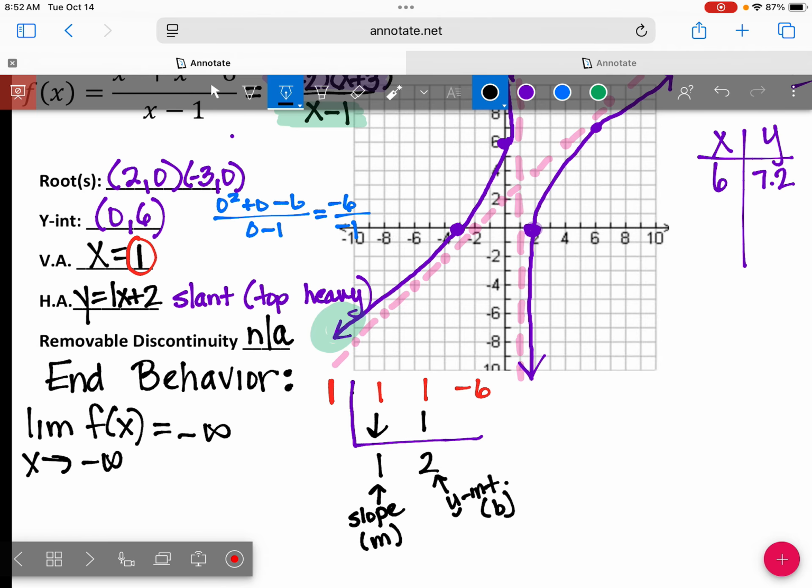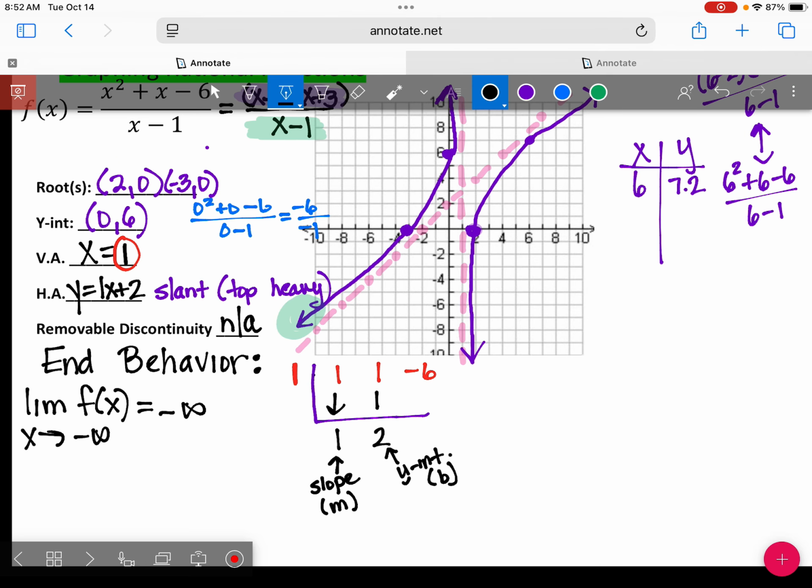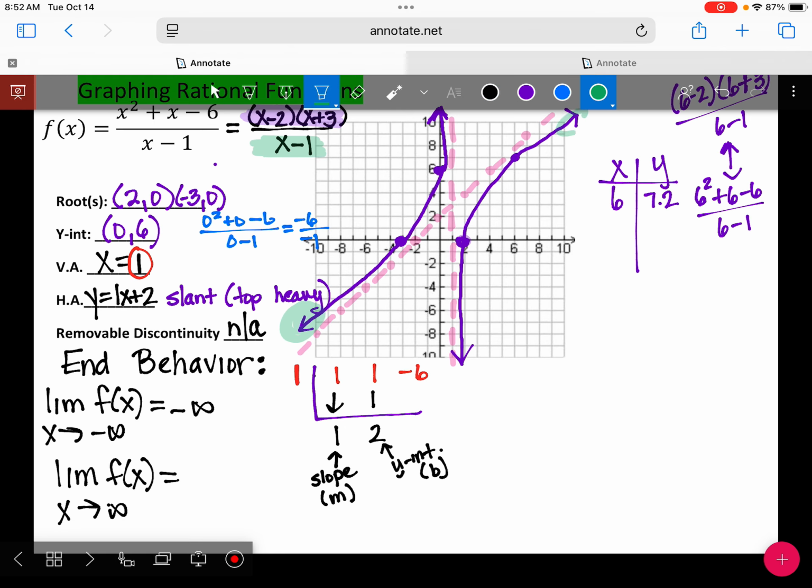But on the right side, I can't write it as one statement. I have to separate it. Whenever it's a slant, we have to separate it. As x approaches positive infinity, which would be this arrow, that arrow is doing what? Going up. So that would be positive infinity.